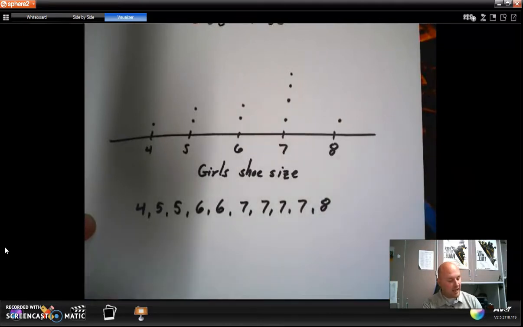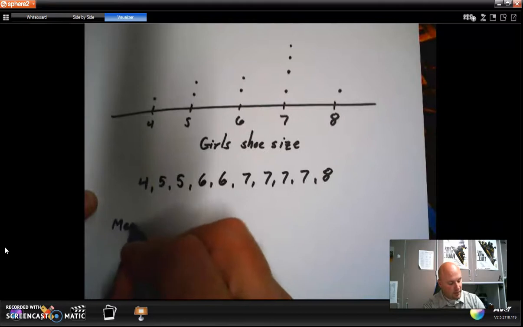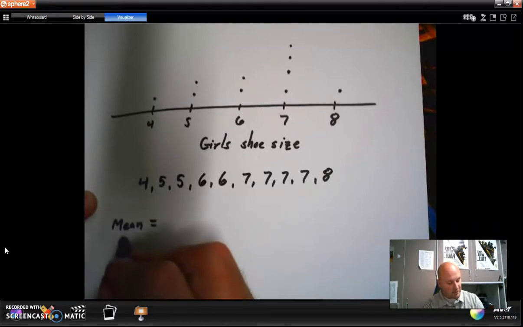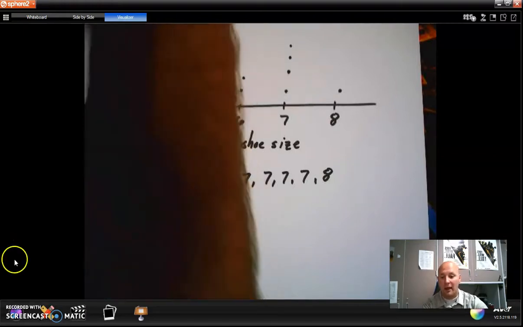Now that I have this data lined up, I can find the mean, median, mode, and the range. I'm going to start off with finding the mean. The mean is the average, right? They represent it by saying x bar. To find the average, I'm going to add them all up and divide by how many there are. I'm going to pause the video, do that, and I'll be right back.